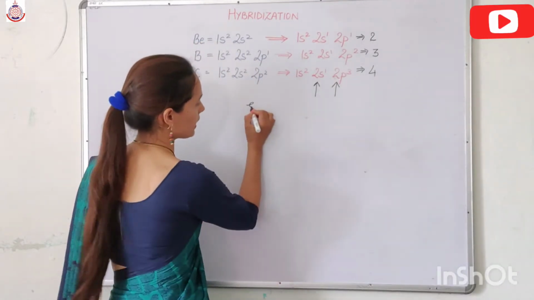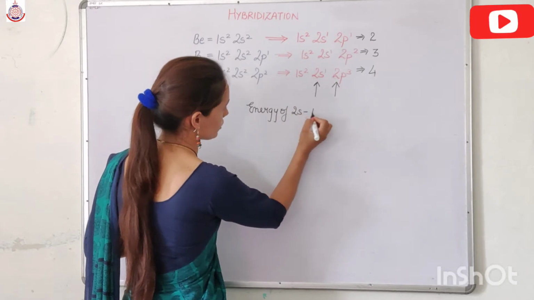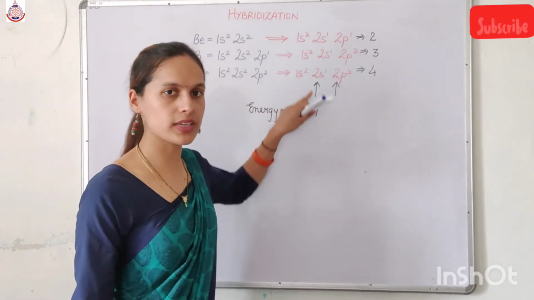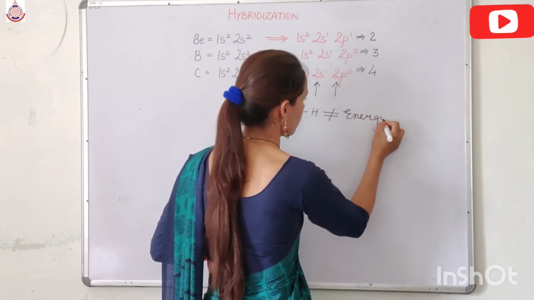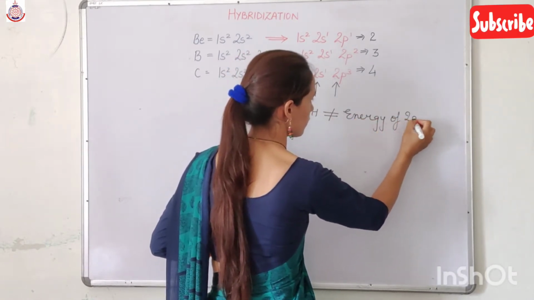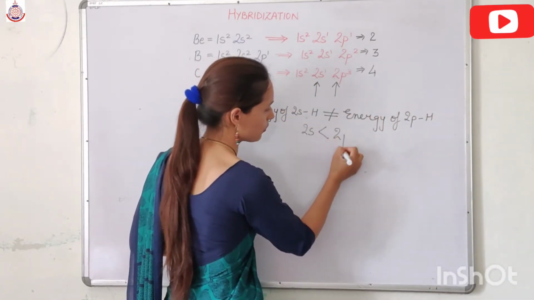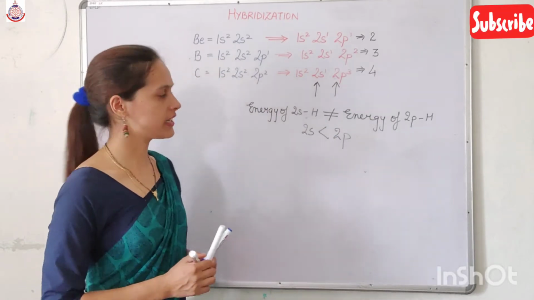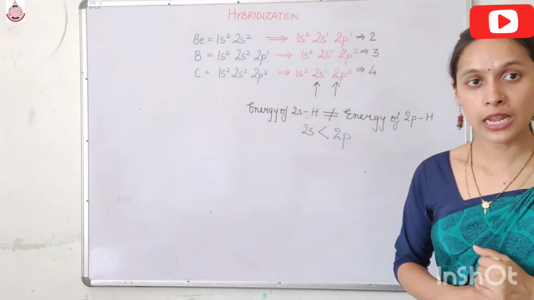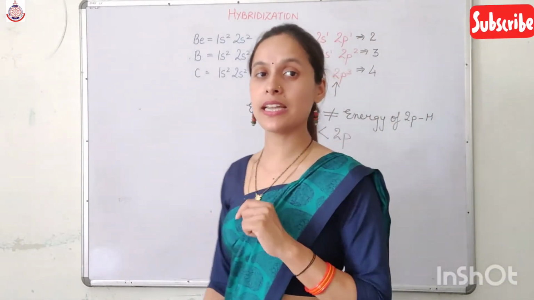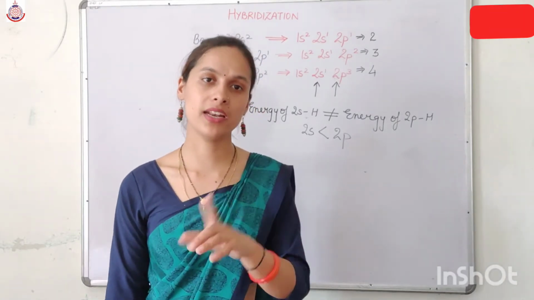It means the energy of the 2s-H bond, the bond which is formed between 2s and the hydrogen, is not equal to the energy of the 2p-H bond, because the energy of 2s is less than that of 2p. Therefore, the energy of the 2s-H bond is not equal to the energy of the 2p-H bond. But the experimental data shows that all the 4 bonds of carbon have the same energy.